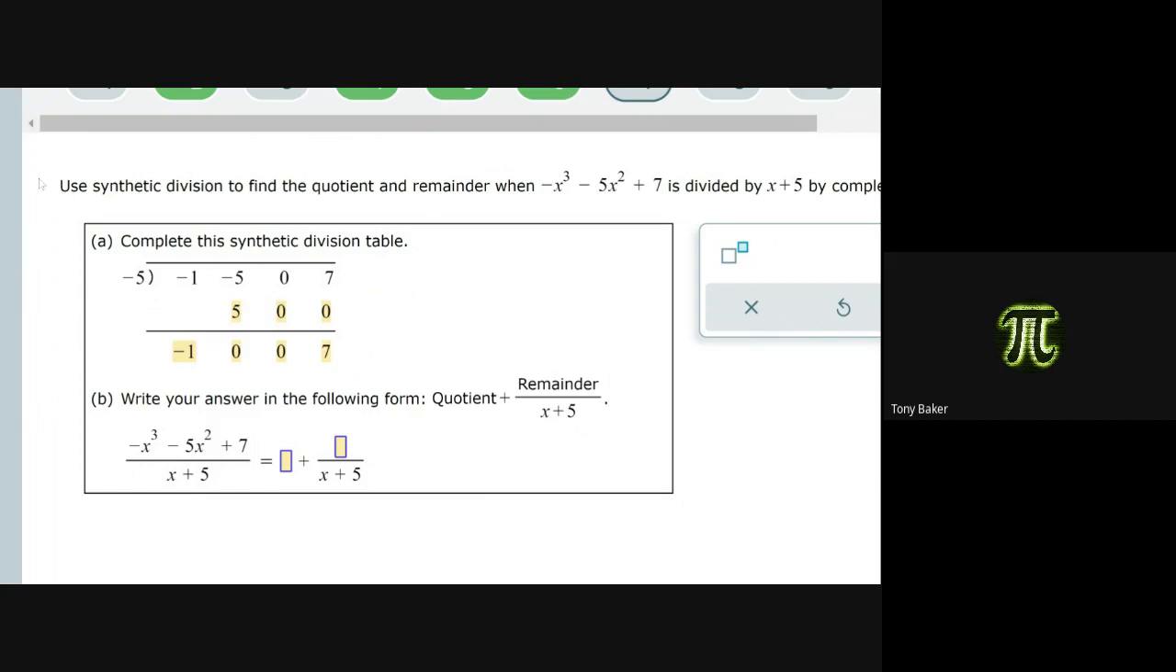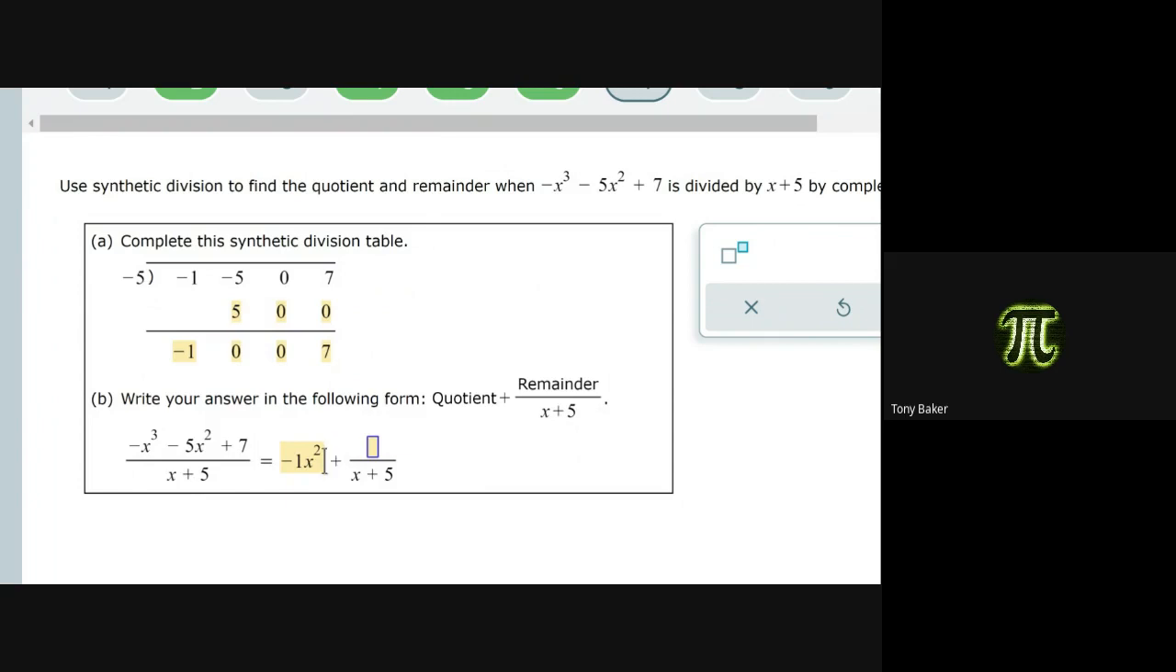All right. Now, my quotient, remember, it's always one less exponent, right? So in this case, I start off with x to the third, so it's going to be -1 x squared. You do not have to put the 1. If you don't put the 1, it's fine. It'll still mark it right.